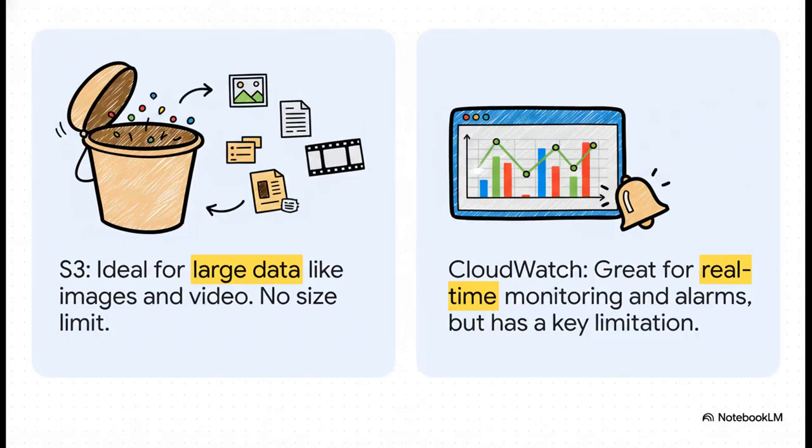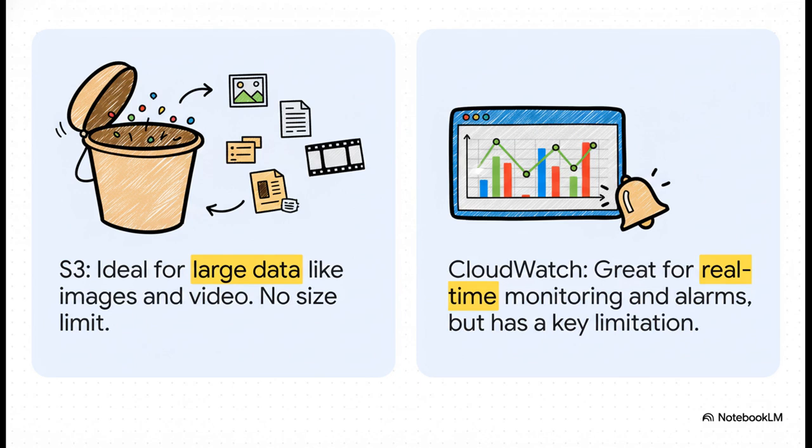Now, when you're choosing a destination, you've got these 2 main options, and each one has its strengths. Sending your logs to an S3 bucket is perfect for really big data payloads. Think images or video, because there's basically no size limit. CloudWatch, on the other hand, is awesome for real-time monitoring and setting up alerts, but it does come with one very important catch.